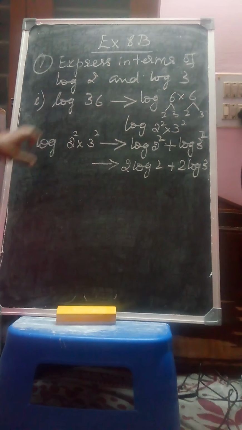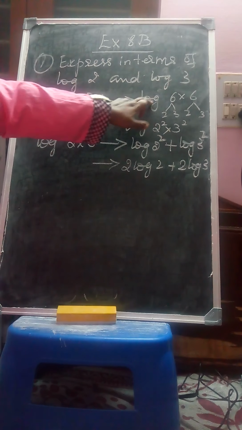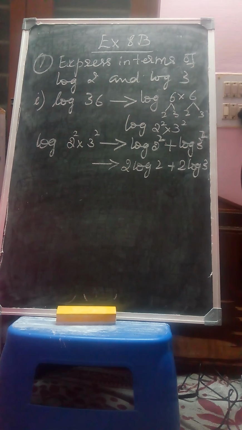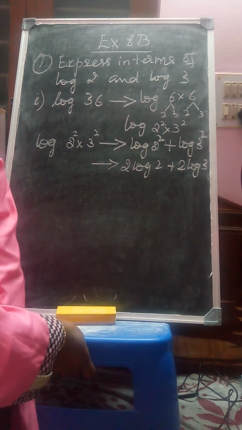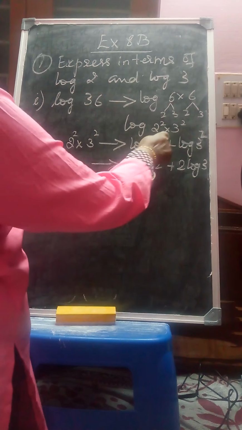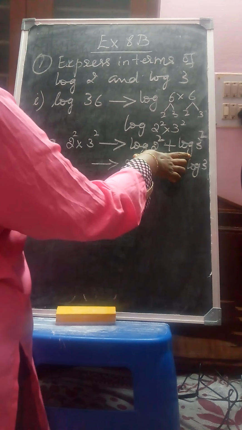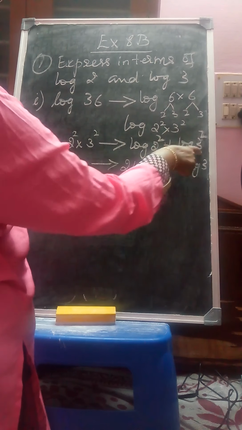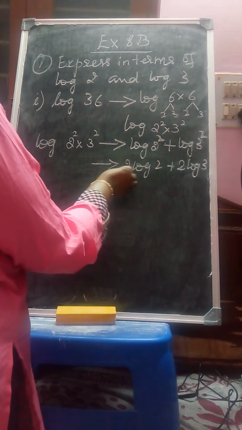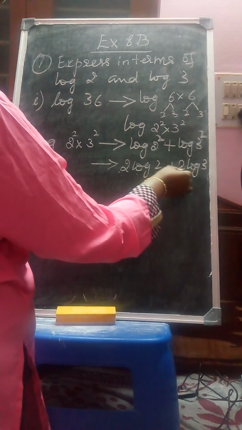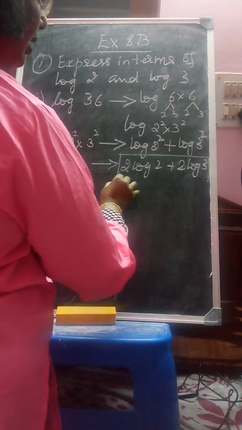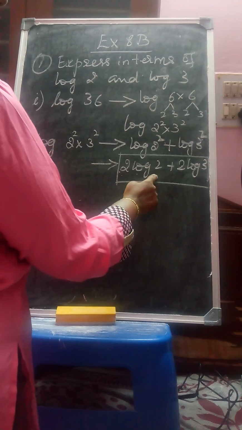Children, should I explain it once again? Log 36 is log 6 into 6. You can write 9 into 4 also and split it. 9 into 4 will be 3 into 3 into 2 into 2. So 3 into 3 is 3 square, and 4 is 2 into 2, which is 2 square. So 2 square into 3 square. This can be written using the product law as log 2 square plus log 3 square. Now this 2 will come here at the front. We are using the power law, so 2 comes here with log 2, plus this 2 comes in the front with log 3. So now our answer is in terms of log 2 and log 3.